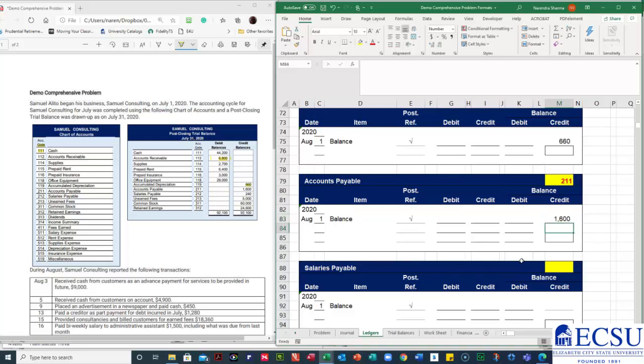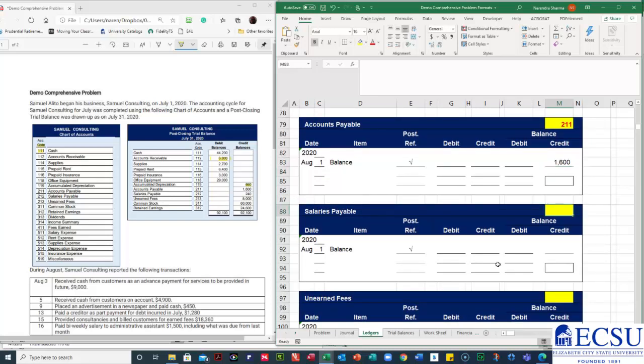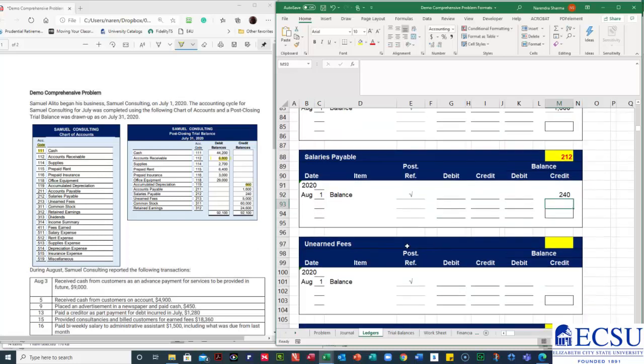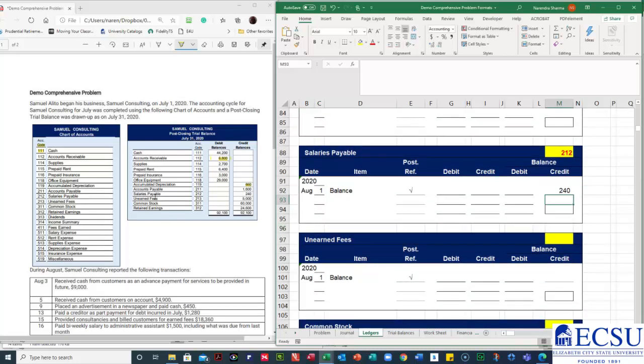Okay. Then we have salaries payable. Salaries payable is 212, and of course the credit amount is 240. And then we have unearned fees, that is 5,000. So unearned fees is 5,000. I'm going to credit it, and the code was 213. All right.